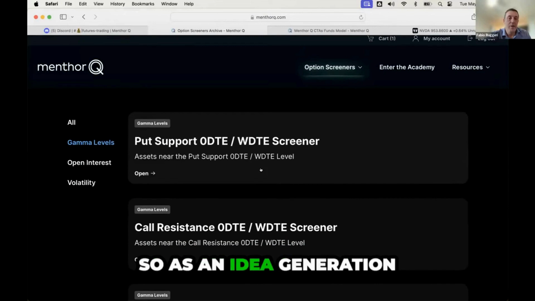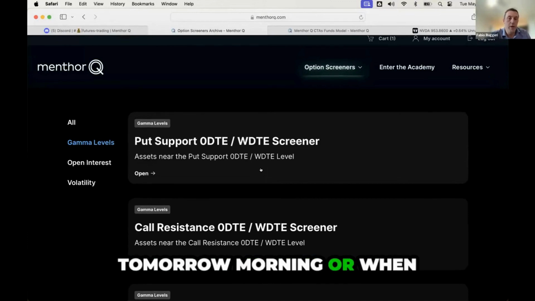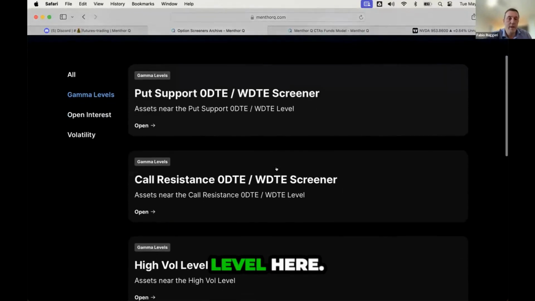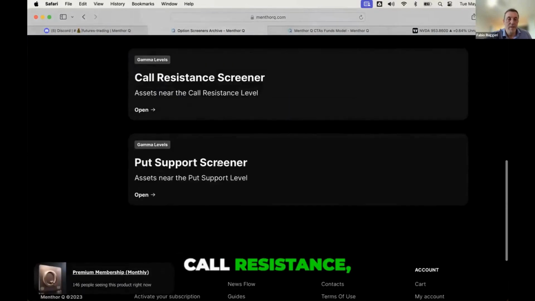As an idea generation tool, you want to know maybe, hey, what could be a play tomorrow morning? Or when you wake up in the morning, you want to see, okay, before the market opens, what are certain stocks that might reach a very important level, right? So we have the main levels here: put support, core resistance, high vol level, core resistance, and put support.